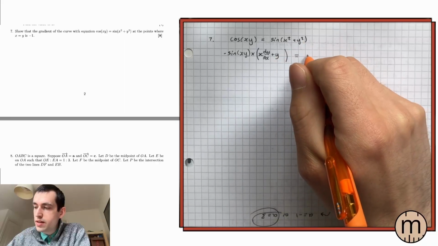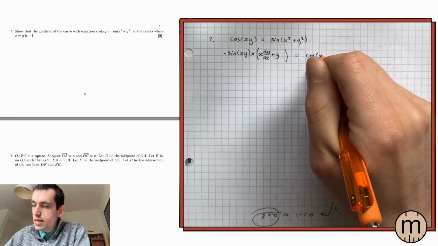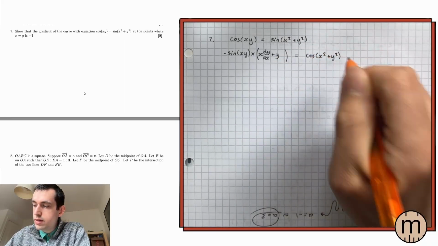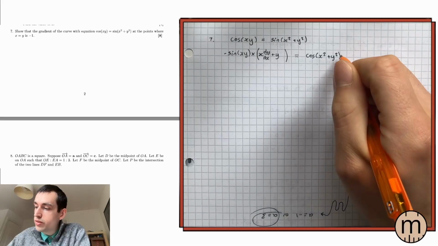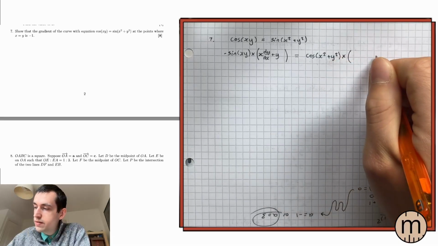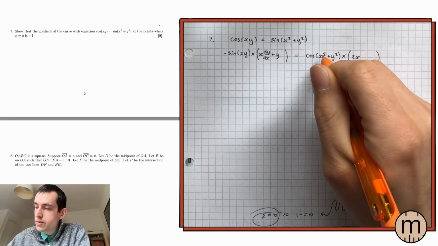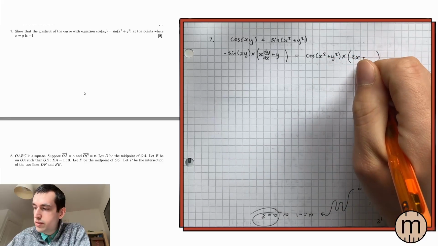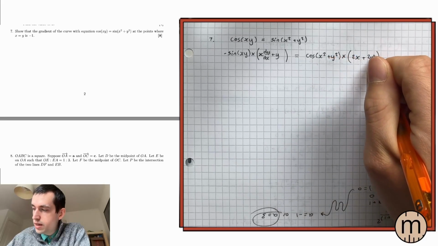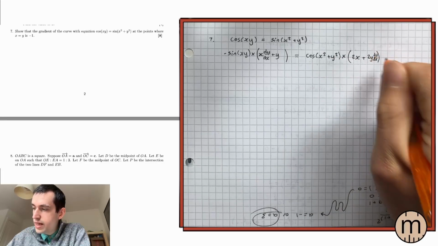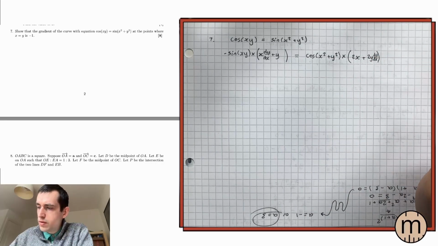The same works for this other hand side, cos x squared plus y squared. In an ideal world that would be lovely, but we've got to times by the derivative of the inside. In this case it's a bit easier. The derivative of x squared is 2x and the derivative of y squared is 2y with the dy dx on the end. Okay, we've got loads of terms floating around now.